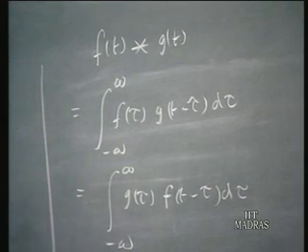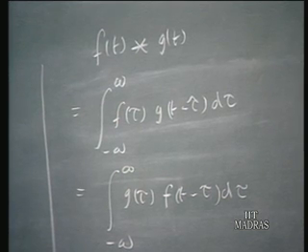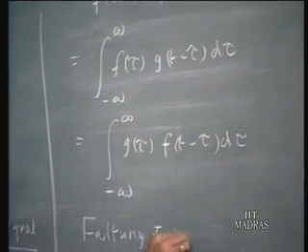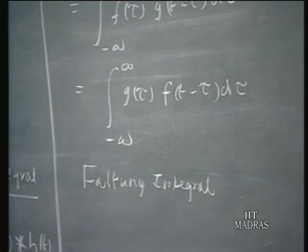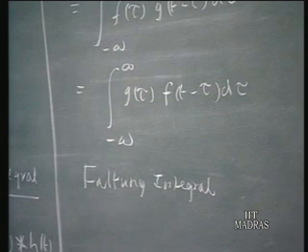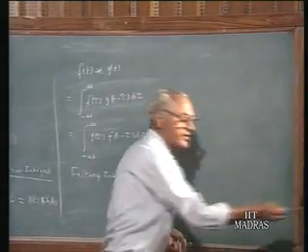This is called the convolution integral, sometimes called the Faltung integral. That is, the German name is Faltung integral. So what is involved in this integration? It is instructive to see physically how we interpret this integration, this convolution principle. Let me illustrate this by means of this picture here.